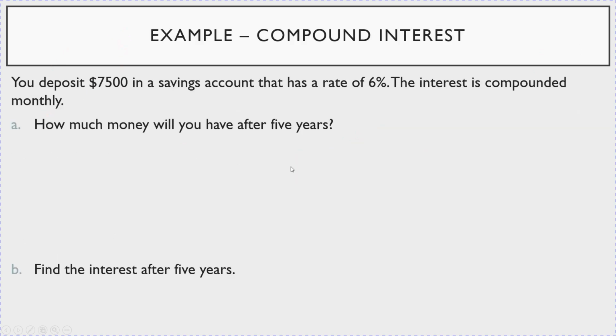All right, so you deposit $7,500 in a savings account. So that's your P, your starting value, your principal. That's how much you're depositing into a savings account that has a rate of 6%. So that's my R. And the interest is compounded monthly. So how many times per year is that? Well, that's 12 times. How much money will you have after 5 years? So that's my T, the number of years.